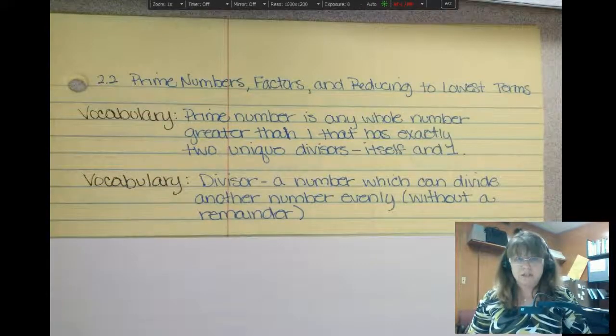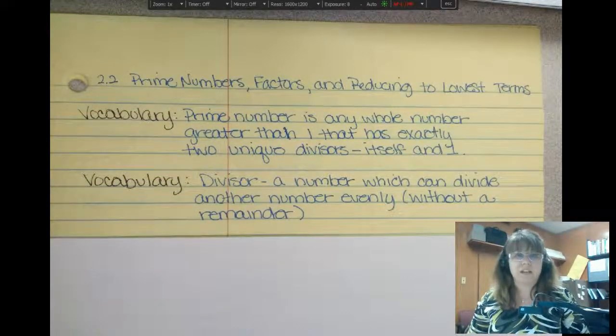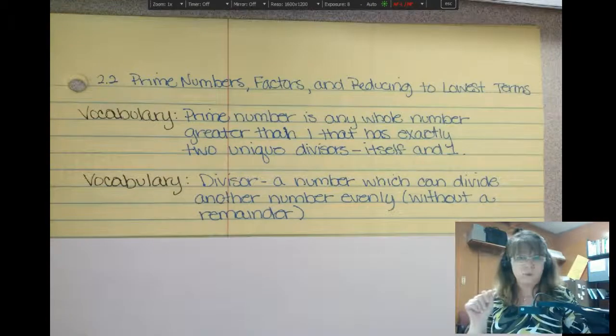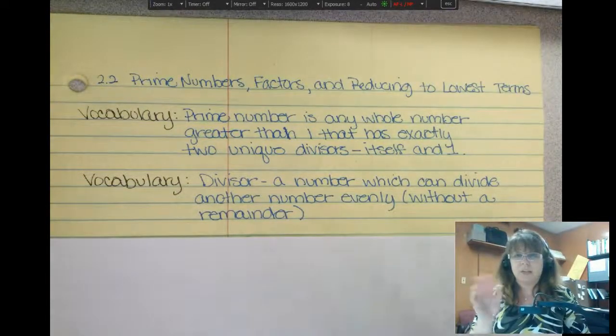A divisor is a number which can divide another number evenly without a remainder. So 2 is a divisor of 4 because 2 goes into 4 twice, no remainders. 3 is a divisor of 51 because it goes into 51 17 times without a remainder.